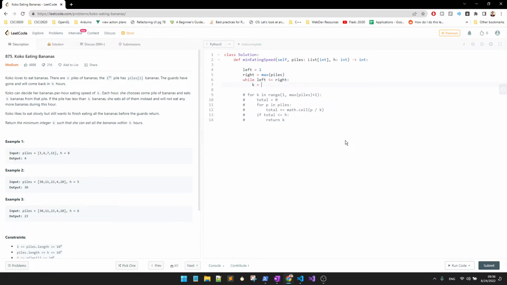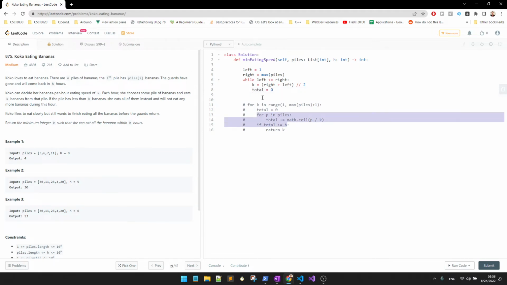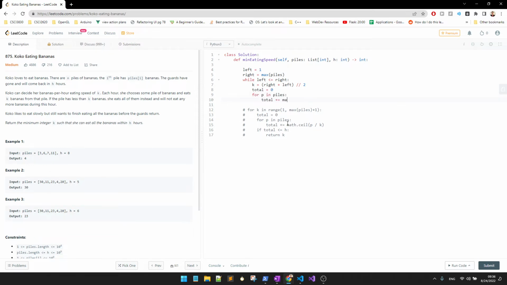Normally in binary search, k is called center. We'll just call it k because it's a little more clear. So k is the center value. What we'll do is keep track of our total. So we'll go through, just like we did down here, right? For each pile P in piles, we'll add the amount of hours it will take to eat a given pile based on the current k value.